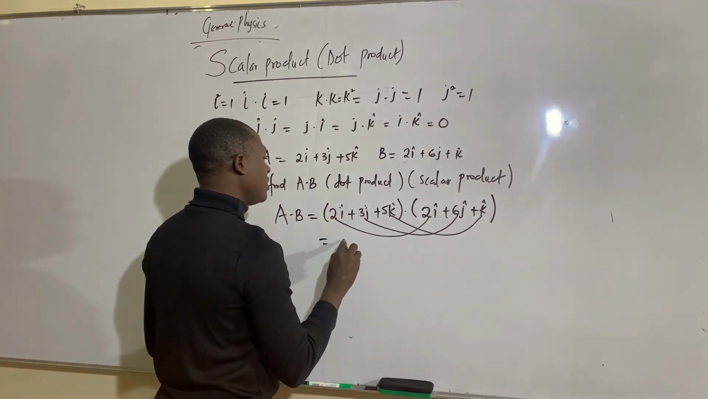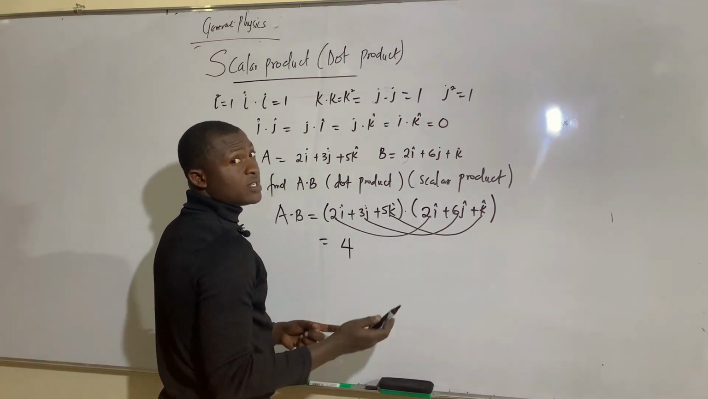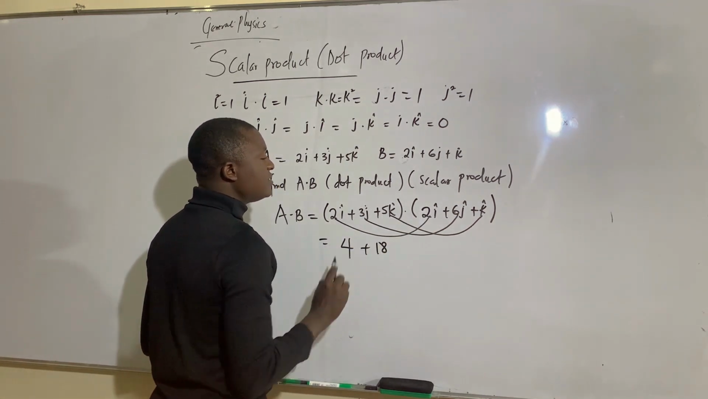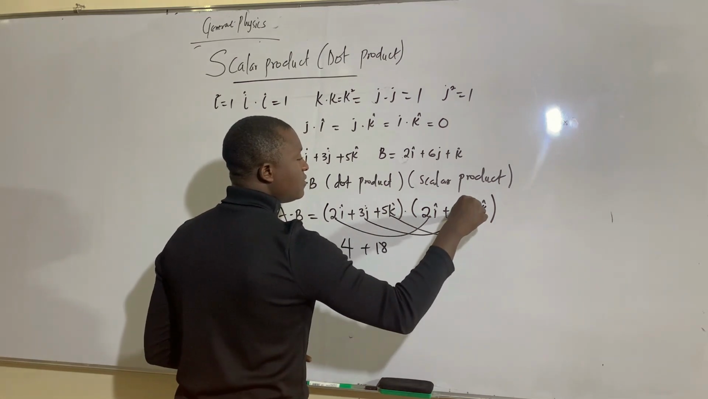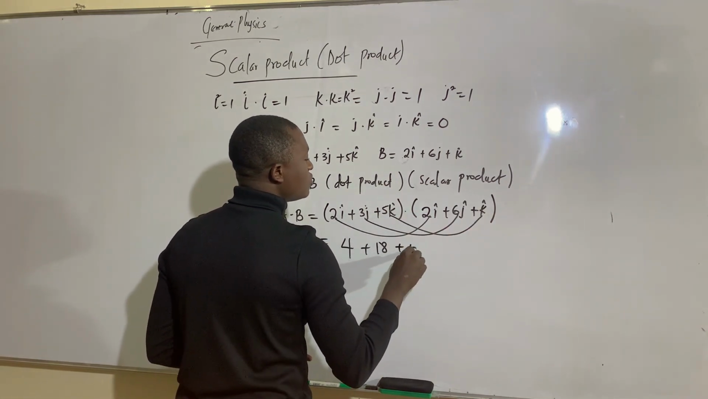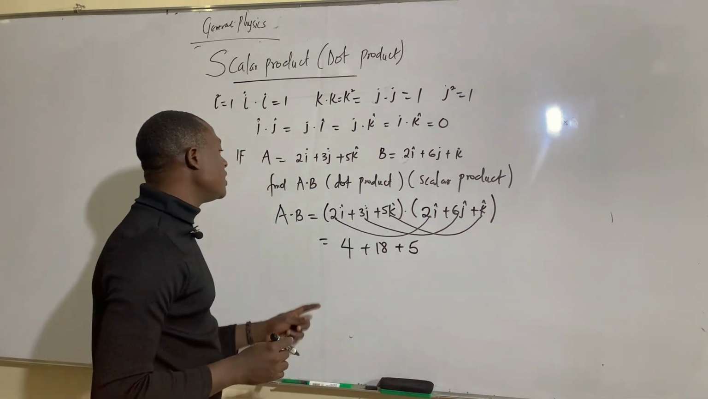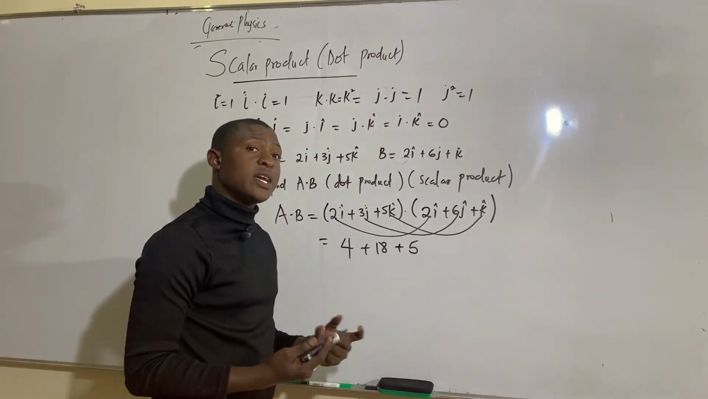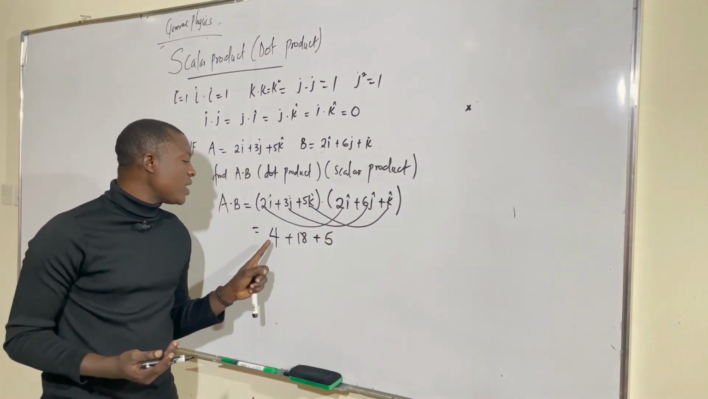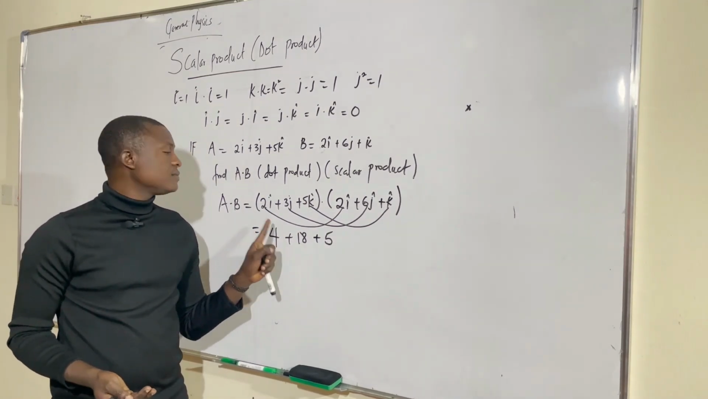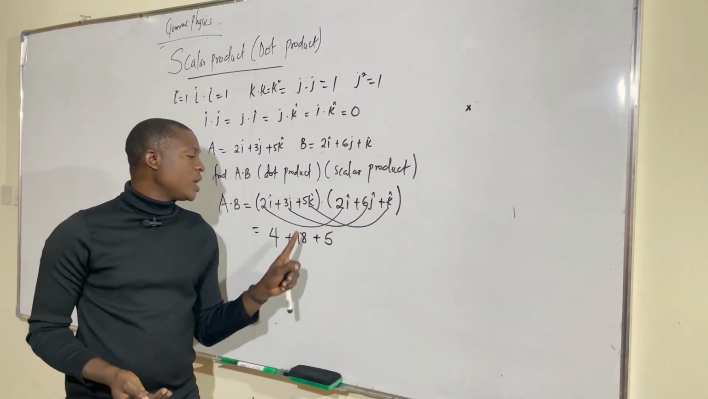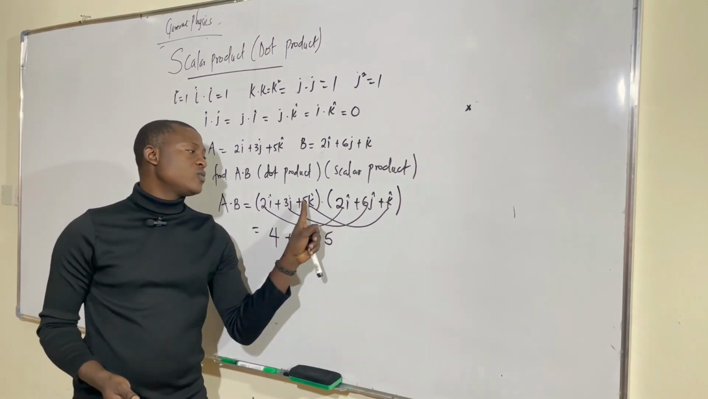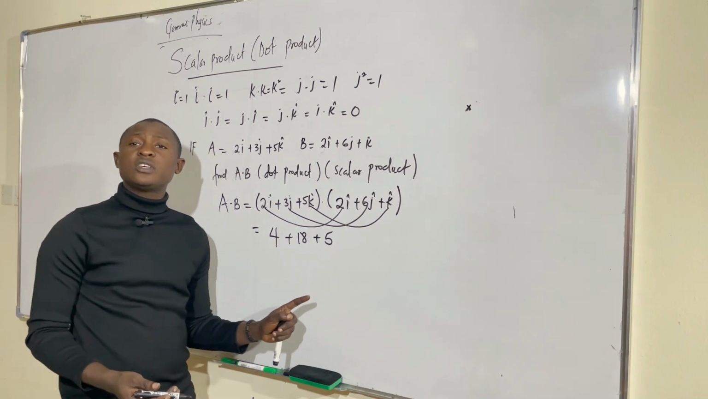2 times 2, and we have 4, because i dot i is 1. So 3 times 6, I will just have 18. Then 5 times 1, the value of this one is 1, so 5 times 1, we are going to have 5. Let me repeat this again. 2 times 2, i dot i is 1, so we have 4. 3 times 6, and we have 18, j dot j is 1. 5 times 1, and we have 5, because k dot k is also 1.